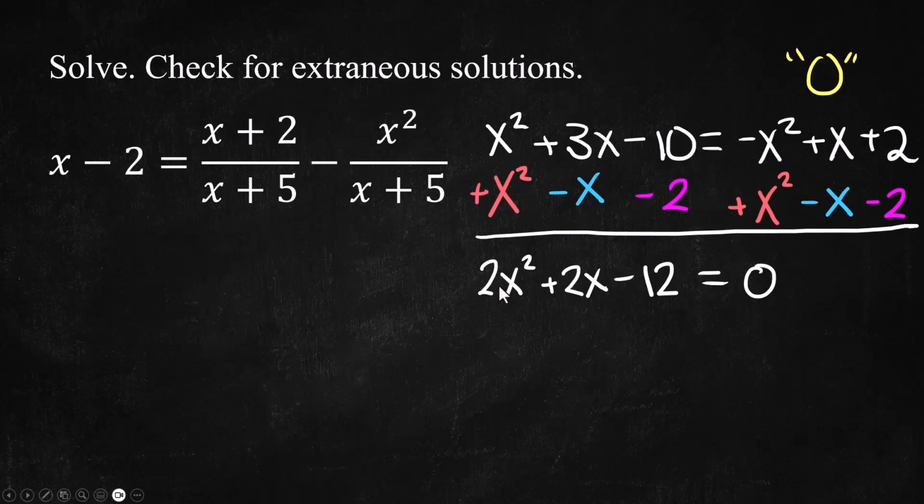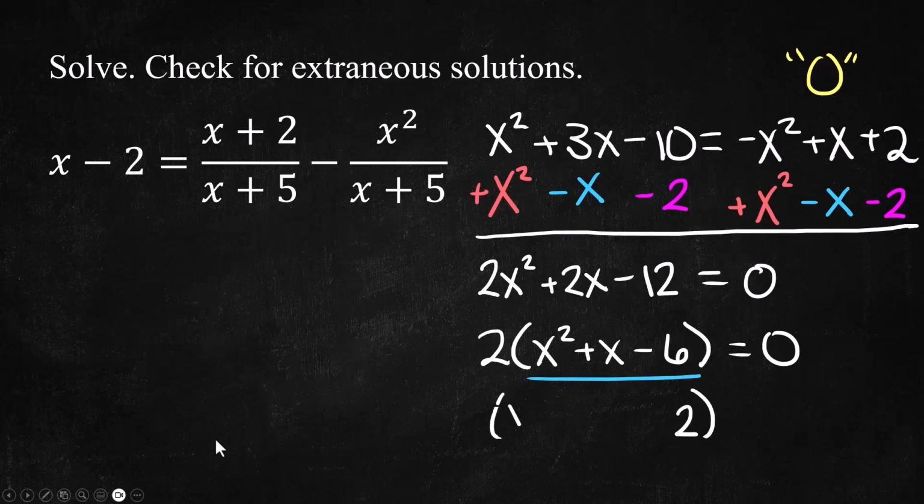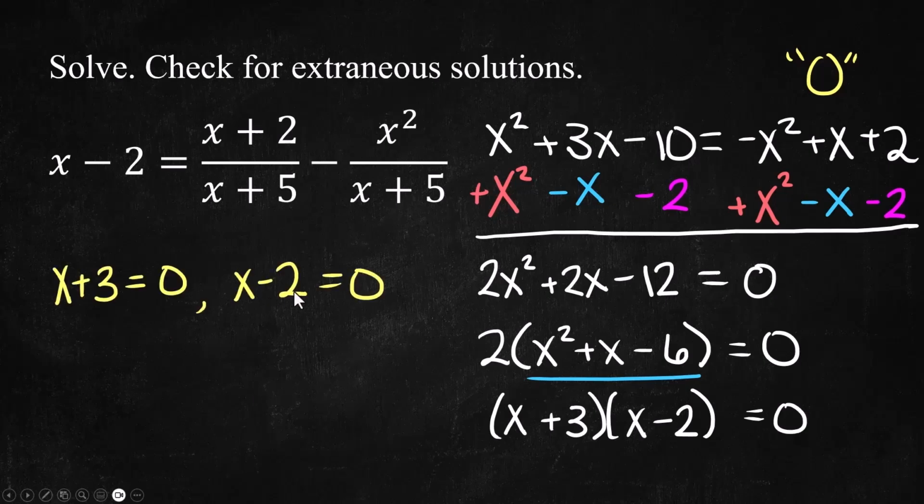Now I can pull a 2 out of everything, so I'm going to do that. X plus 3 times x minus 2. Once it's factored, set each thing equal to 0, and you solve and you end up with x equals negative 3 or x equals 2.